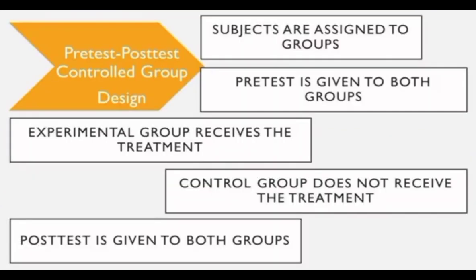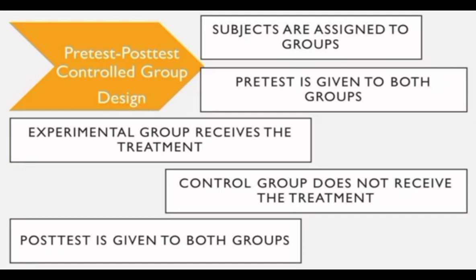Let us go to the pre-test post-test control group design. If we illustrate it, these are the following. First, subjects are assigned to groups. Second, a pretest is given to both groups. Third, the experimental group receives the treatment. Likewise, the control group does not receive the treatment. And then a post-test is given to both groups.